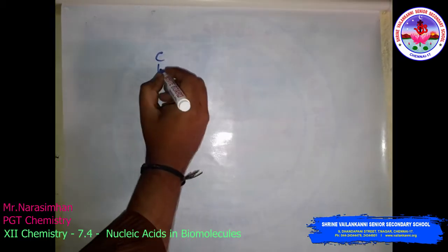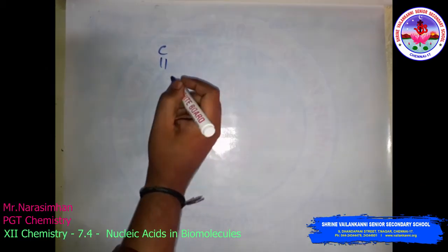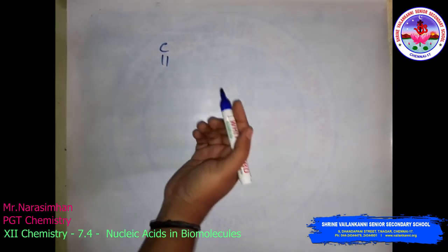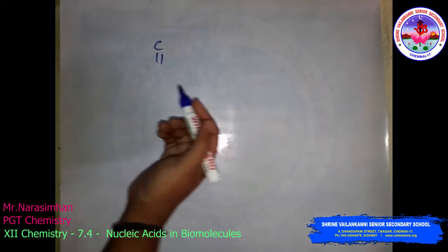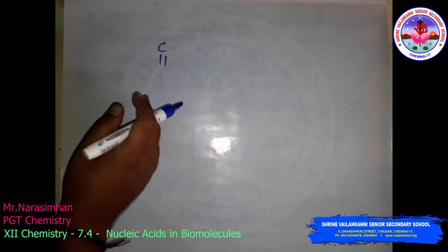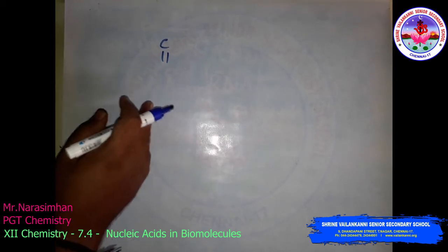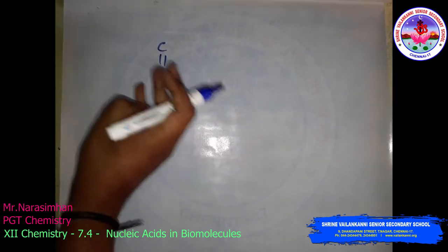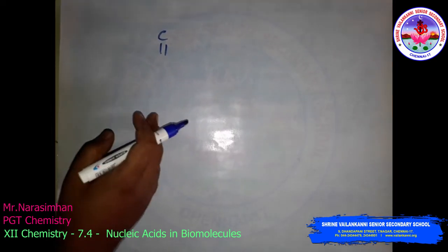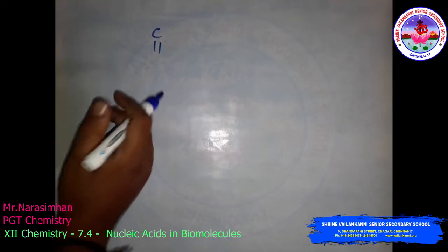DNA contains four bases: adenine, guanine, cytosine and thymine. RNA also contains four bases. The first three bases are the same: adenine, guanine, cytosine. The fourth one is different: it is uracil in RNA, and thymine in DNA.